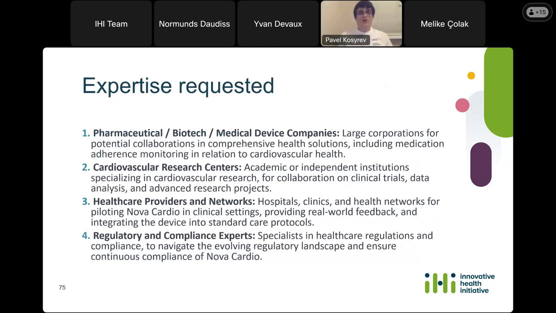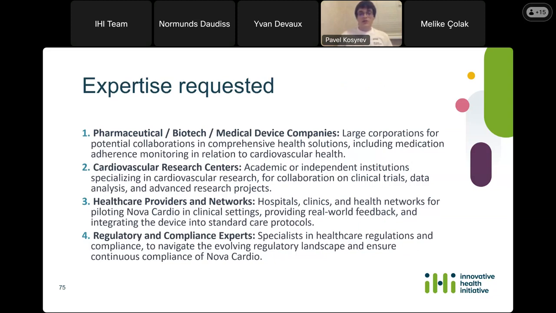So we are looking to partner up with large companies, pharmaceutical, biotech, and medical device companies, because we can see that for those type, we're a small company, and for us to actually move along, we do need a big partner to see the larger scale of the healthcare system.